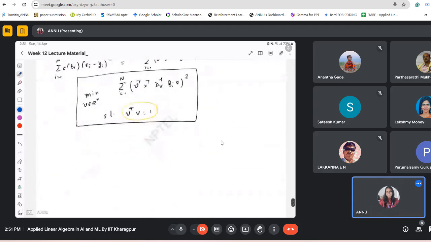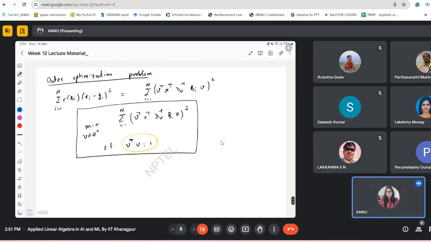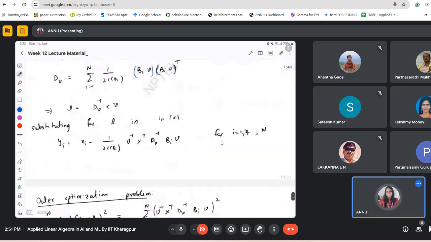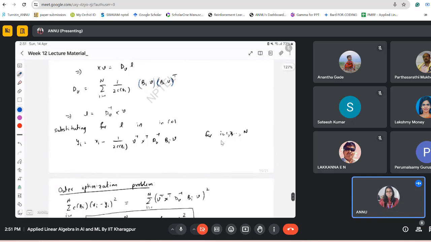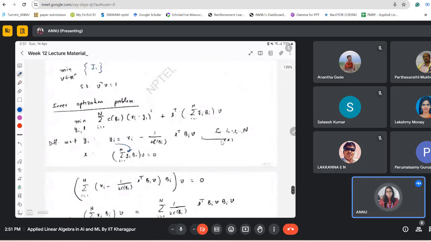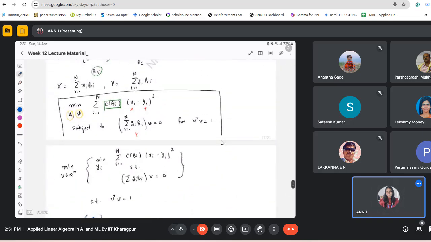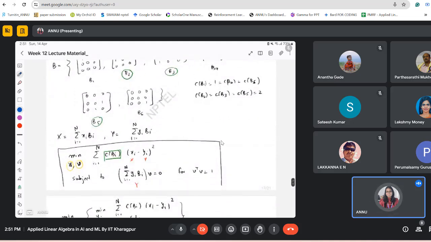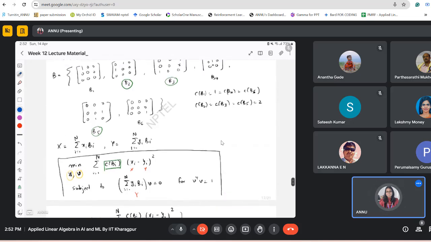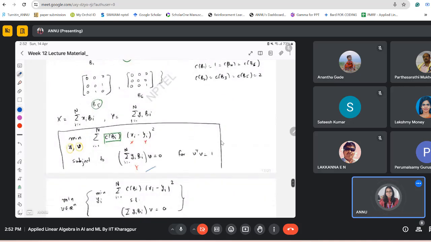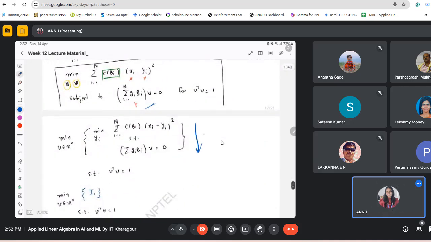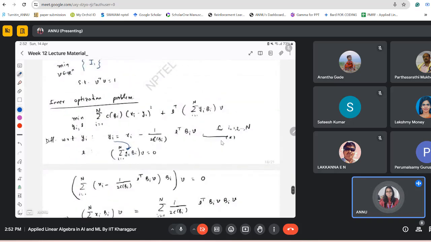I don't remember it all, I watched the video only one week back. But at that time I remember that C of B1 is 1, C of B4 and B6 are 1, and C of B2, B3, B5 is 2. It is the number of ones in these elements. So C of B1 gives the number of ones, which is 1, but in B2, B3 and B5 there are 2 ones. That's why it is 2.